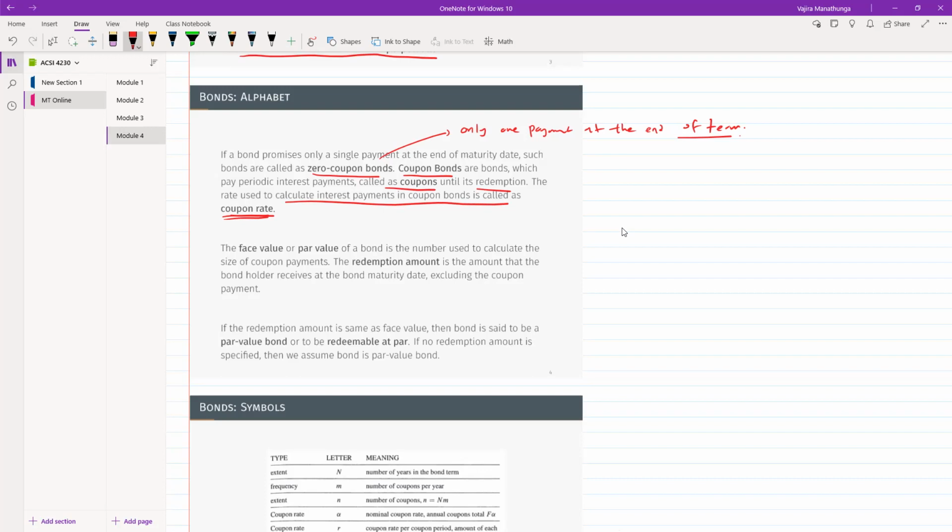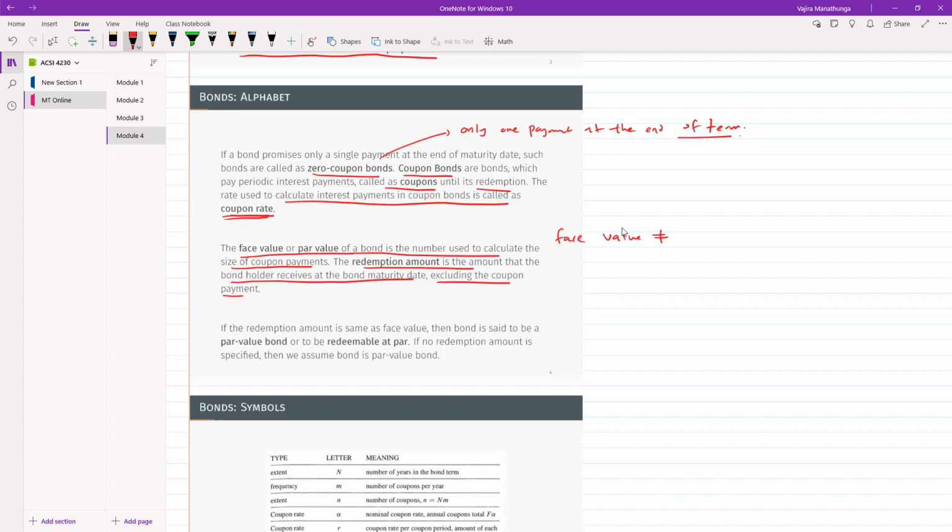It can actually be a floating rate, but it is a rate defined in the bond prospectus, and it will define, okay, this is the rate we are going to use to calculate the coupon amount. And the face value or par value of a bond is the number used to calculate the size of the coupon payment. The redemption amount is the amount that the bondholder receives at the bond maturity date, excluding the coupon payment.